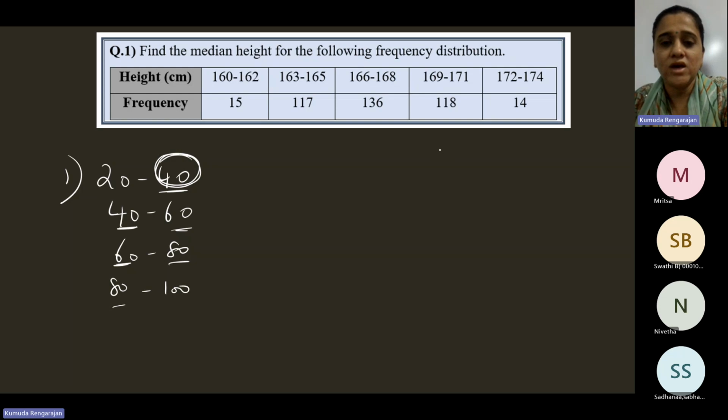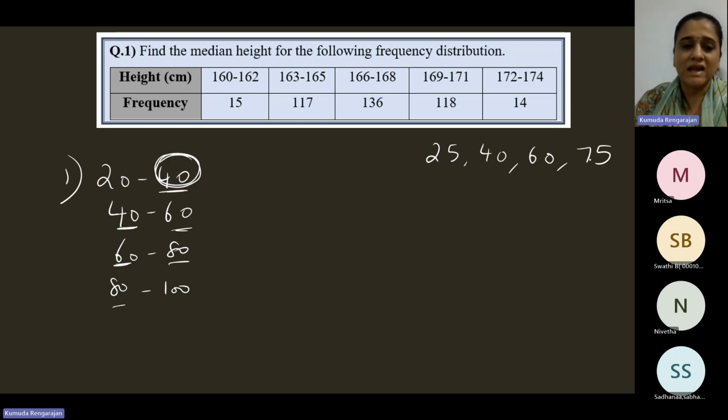Now, supposing you have values like 25, 40, 60, 75, where will you put the tally marks? 25 belongs to the first class interval, 20 to 40. Now 40, you're confused. 40, where should you put? In the first one or second one? In the second one. That value 40, remember in 9th standard, we used to put tally marks. We had raw data. So we had to construct the frequency distribution by using tally marks.